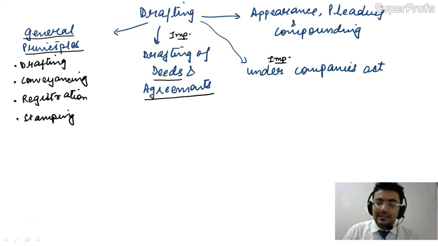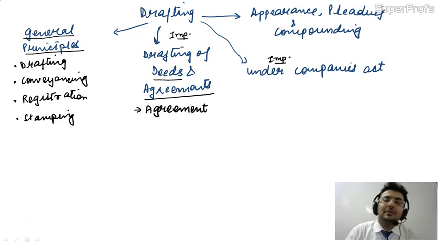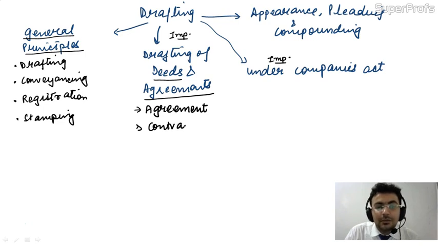So drafting of deeds and agreements generally covers the preparation of agreements. That can be any agreement, a service agreement, a rent agreement, any kind of agreement. Apart from that, there can be agreement and contract. Sir, what is the difference between agreement and contract? Anybody? Okay, so you all know that. A contract is enforceable by law, whereas an agreement is not enforceable by law, right? Okay, that's really great. So contract. Apart from that, agency.